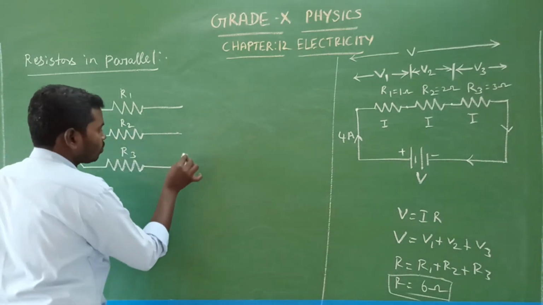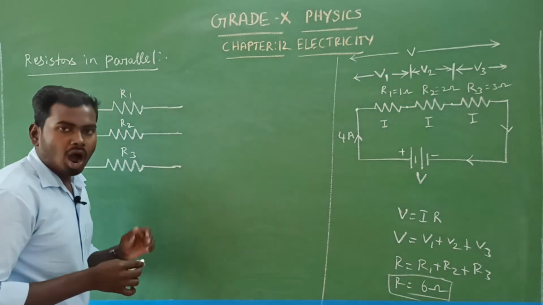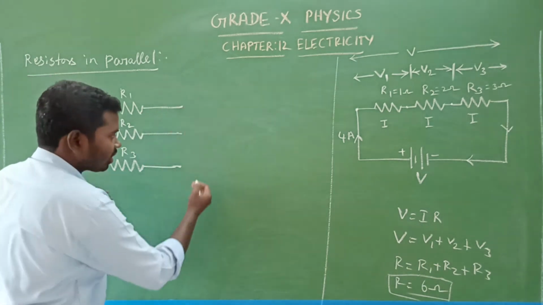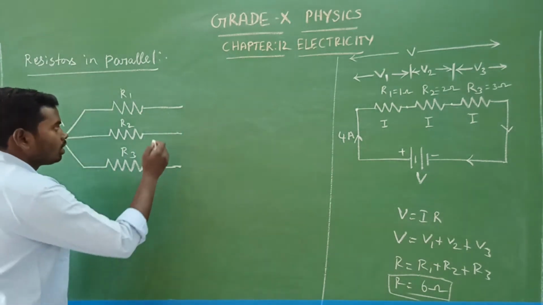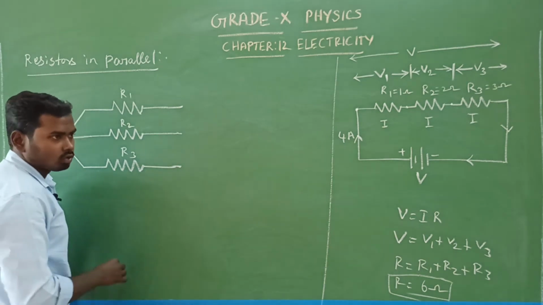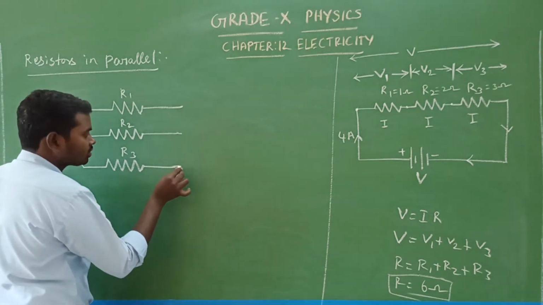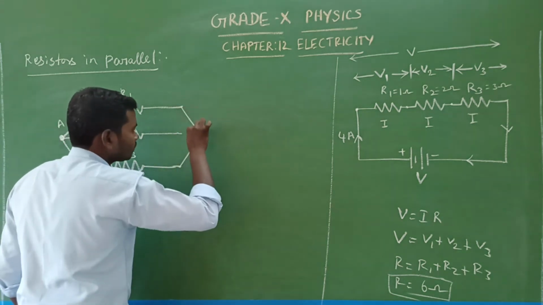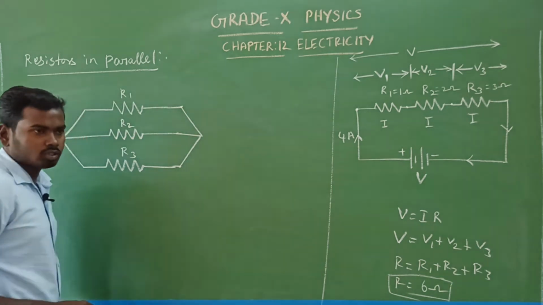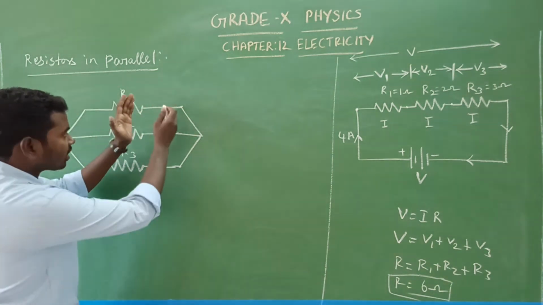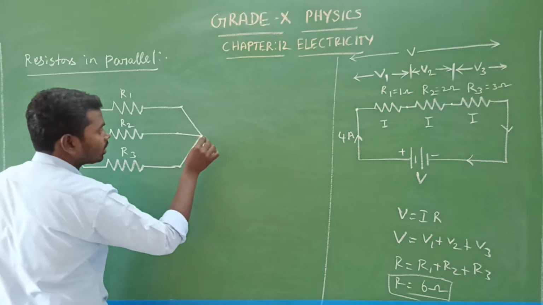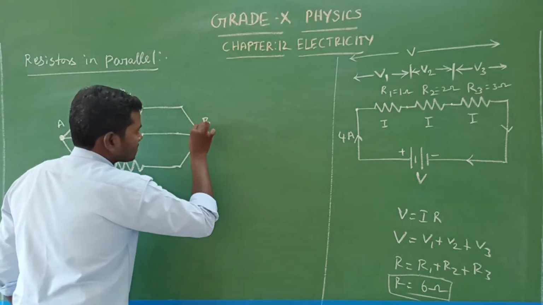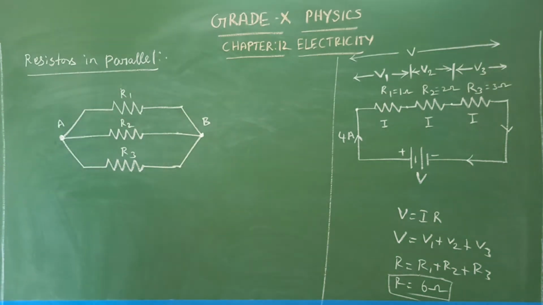Next, come to the other end of all the resistors, which means the right-side end of all the resistors. Look here. Note this point: the other end of all the resistors is connected to a single point. This is the first end and that is the second end. Consider that point is B.